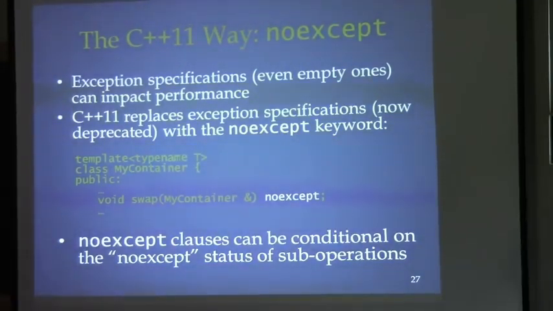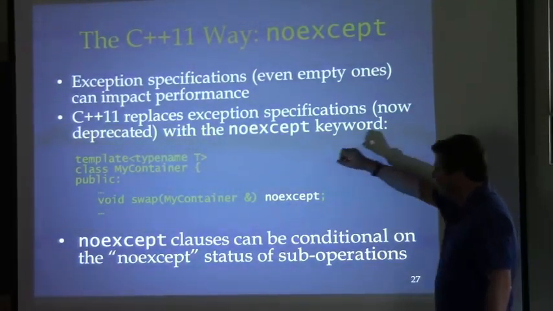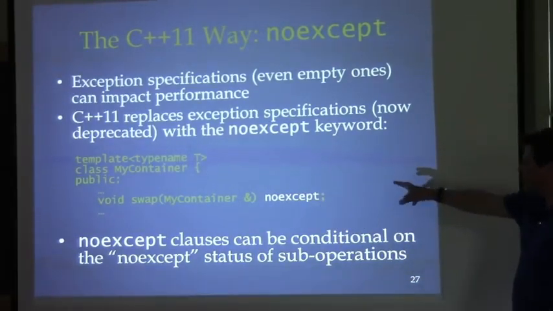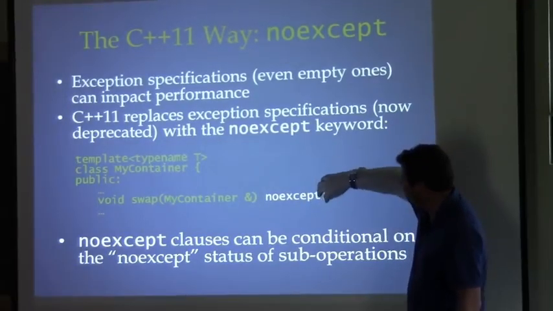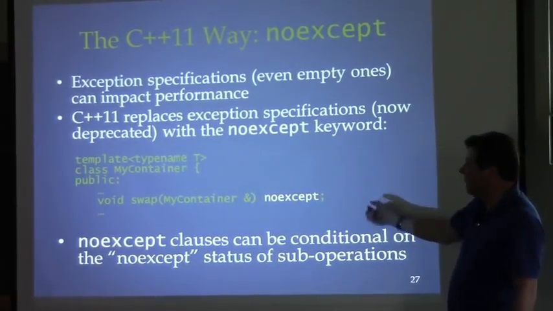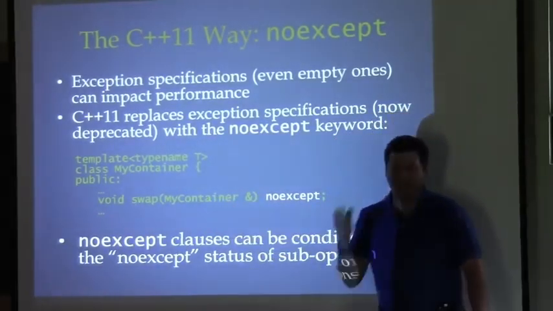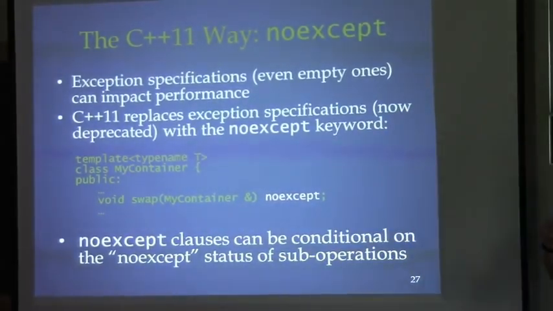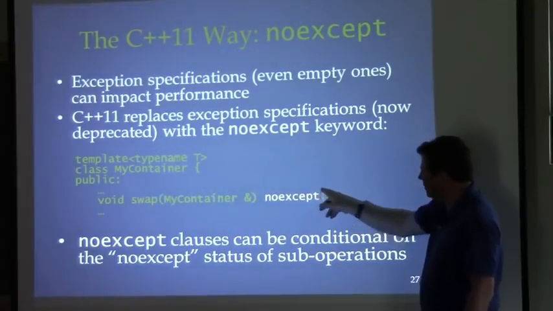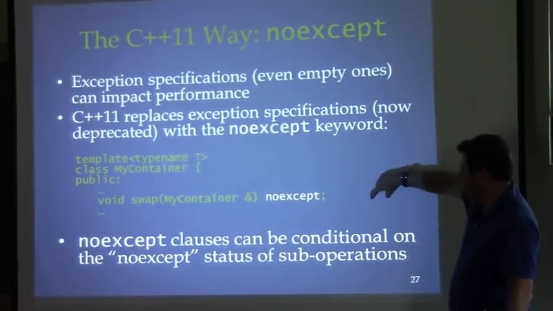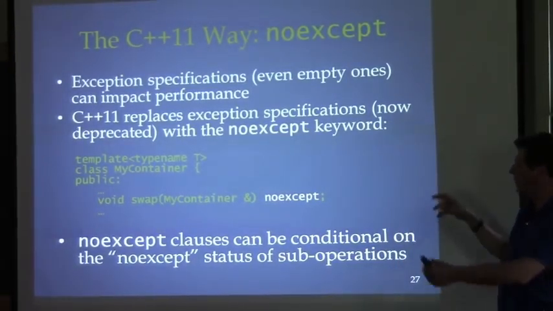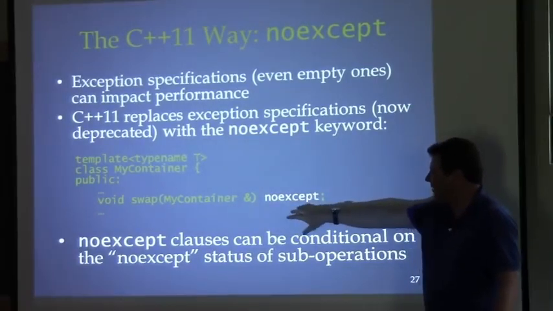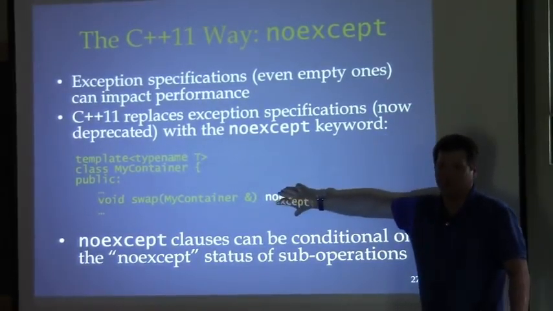First, let me just say what its additional capabilities are, and you'll see that's not a simple question. Just saying noexcept is one way to use it. It can also be conditional. I don't actually show an example of that, but you can make this noexcept conditional on the noexcept status of sub-operations of this function. If a function calls two or three other functions, then noexcept can say noexcept of one function, comma, noexcept of some other function, and it'll look at all of those various sub-operations, and if any of them is not noexcept, then this won't be noexcept either.